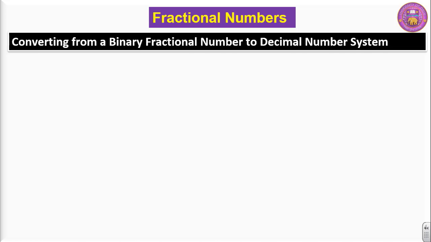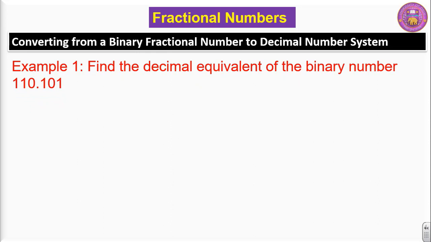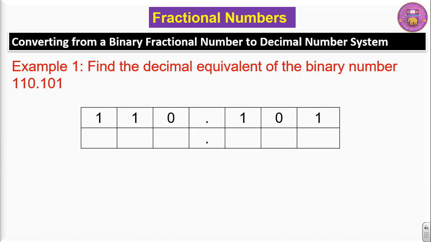Fractional numbers, converting from a binary fractional number to decimal number system. Example 1. Find the decimal equivalent of the binary number 110.101. This is the binary number and we want to convert it into decimal number system. We can represent this particular thing as 2 raised to power minus 3, 2 raised to power minus 2, 2 raised to power minus 1, 2 raised to power 0, 2 raised to power 1, 2 raised to power 2. Now, this is the base and these are the digits.